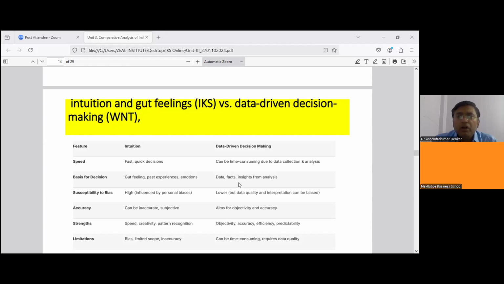So data driven: numbers never lie. This is the philosophy of Western management theory. Whatever numbers are there, facts are there, figures are there, they rely on them for decision making. Both systems, IKS having intuition and gut feeling, and data-driven decision making, each has its own positive and negative parts, and some limitations also, in the examination.